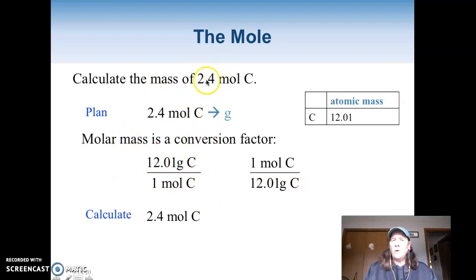So I write down what I know. I have 2.4 moles of carbon. Now I want to get rid of moles of carbon. And I know by looking on the periodic table, carbon has a mass. And again, I'm just going to use 12. Okay, so now I got rid of moles. So I'm just going to take 2.4 times 12.